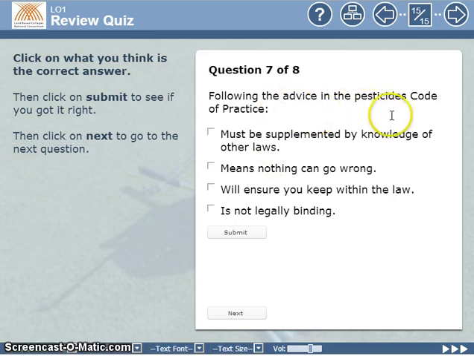Following the advice in the Pesticides Code of Practice: must be supplemented by knowledge of other laws, means nothing can go wrong, will ensure you keep within the law, is not legally binding. So I think it's will ensure you keep within the law.